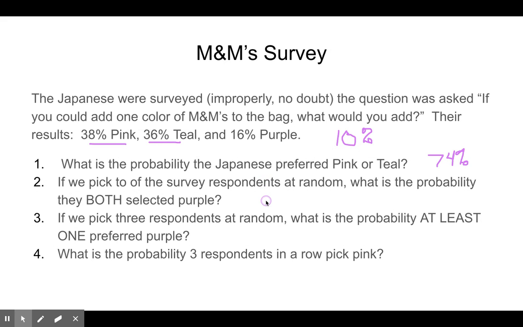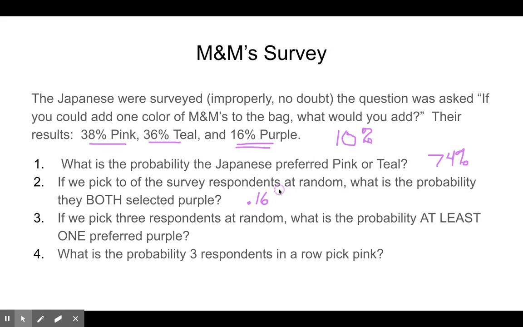If we pick two respondents at random, what's the probability that they both selected purple? So now we have two people selecting purple, 16%, and we don't have one, we have two now. So the probability of the first person picking purple is 16%. Now two things are happening at the same time, right? Two independent people. One doesn't affect the other. We're assuming that just because one person picked purple, the other one can still choose whatever color they want. They don't know what everybody else picked. So their choice of purple is also 16%.